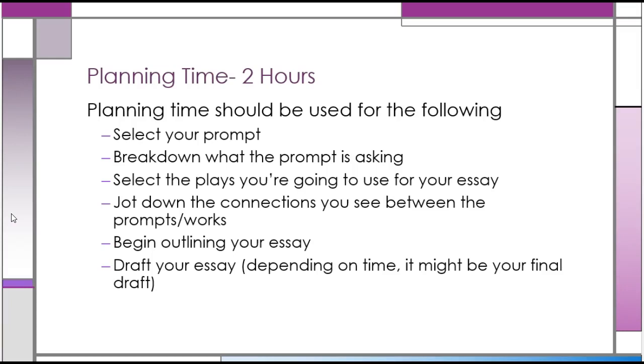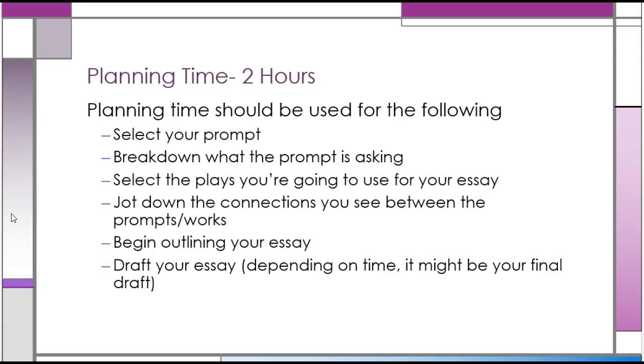I don't know how many body paragraphs you plan on having, but you can have multiple, especially if you're writing about multiple works. You might have additional body paragraphs to really flesh out the idea. And then you're going to draft your essay. Depending on time, your draft may end up being your final draft. It's unlikely that you'll have so much time that you can write an entire essay and then spend a ton of time editing and revising. But if that's how you function, great. If you do have the amount of time to do all of that, wonderful.